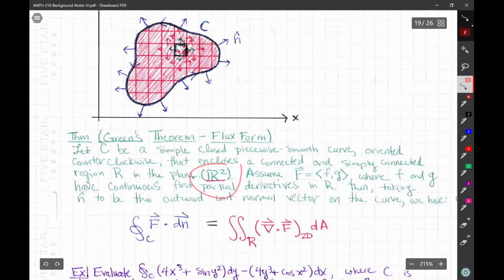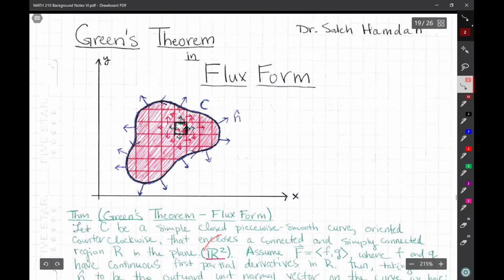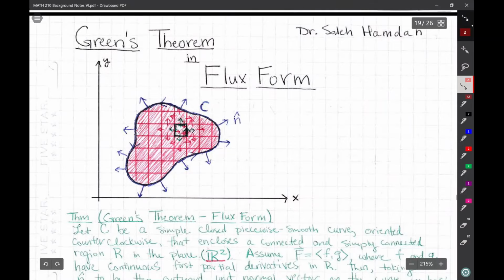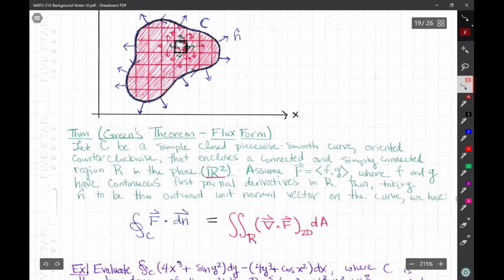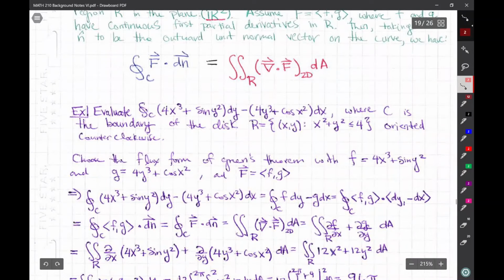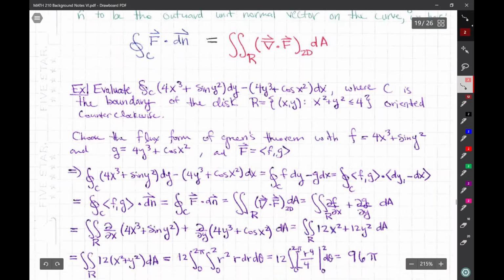And of course, as a reminder, we are in R2. Here I drew the X and Y axes. We'll talk about how to abstract into higher dimensions, but we are sticking to R2 over here. We are working in the plane. This is a double integral, and that's a line integral.